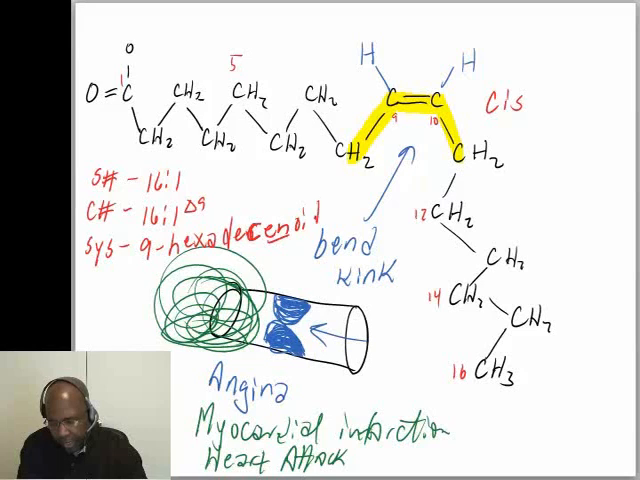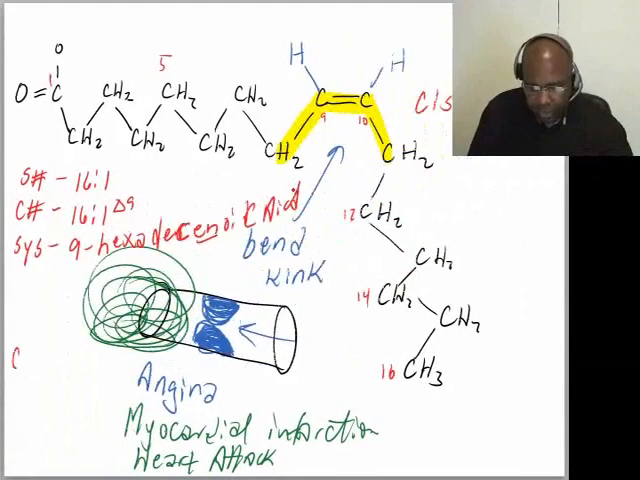The systematic name is going to be 9-hexadecanoic acid. That's the systematic name. And the common name is just going to be palmitoleic acid.